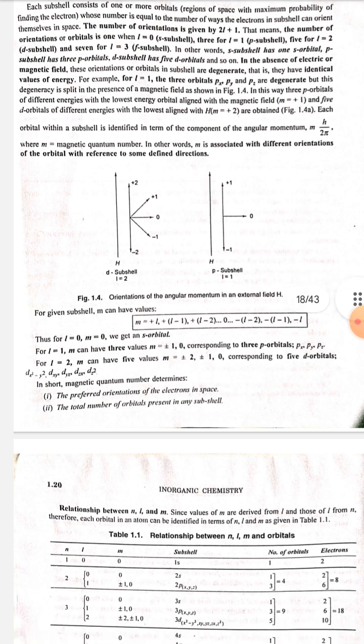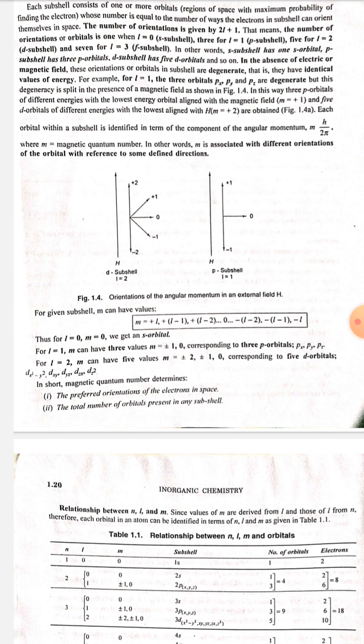An orbital is a region of space with maximum probability of finding the electron, whose number is equal to the number of ways the electrons in a subshell can orient themselves in space. The number of orientations is given by 2l plus 1. That means the number of orientations or orbitals is 1 when L is equal to 0, the s subshell, 3 for L is equal to 1, the p subshell, 5 for L is equal to 2, the d subshell, and 7 for L is equal to 3, the f subshell.